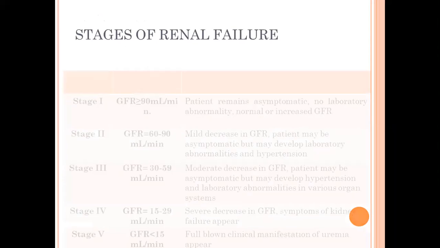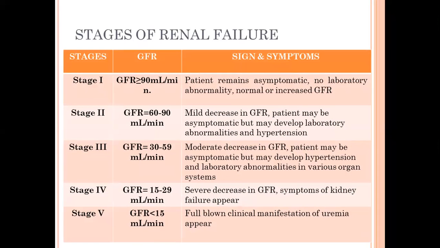Next, moving on to the stages. The stages are very important if you ever come in contact with any patient with renal failure. Based on the stage only, you will be able to know how severely the kidney is damaged. As you learned in your first year, in the anatomy of the kidney, the normal glomerular filtration rate in an adult is more than 90 ml per minute. If the glomerular filtration rate is less than 15 ml per minute, that shows the kidney is completely damaged.